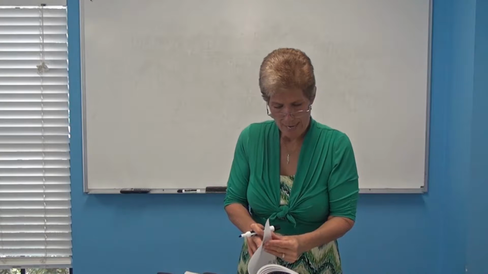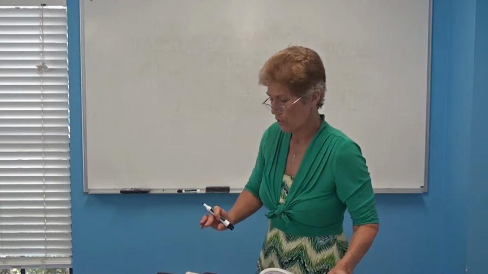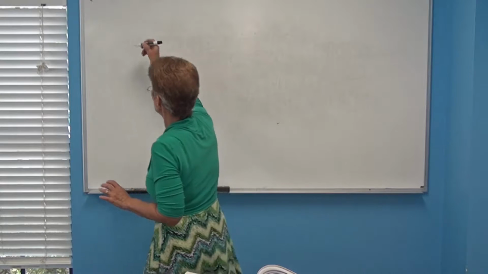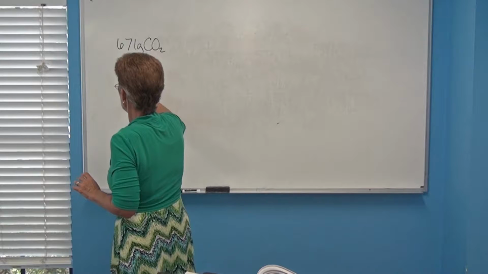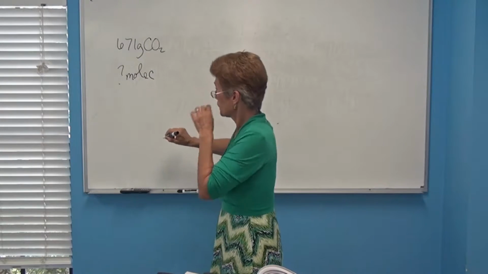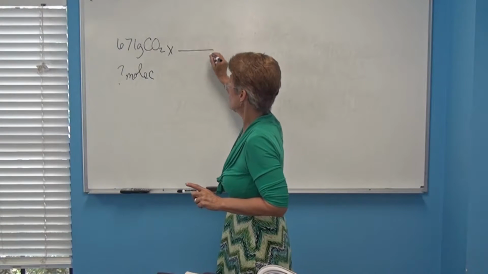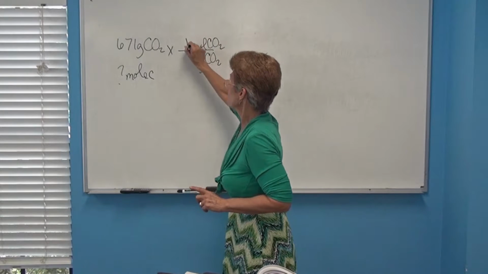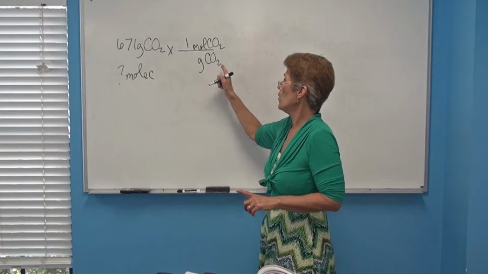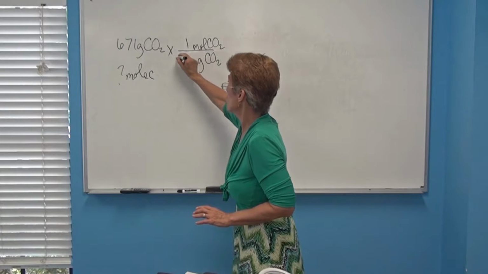All right, let's go to number 8. Number 8, how many molecules are in 671 grams of CO2? So we have 671 grams of CO2, and I want to know how many molecules that is. Okay, so we're going to go to moles because I know how many molecules there are in a mole. So I can go like this and go to the moles of CO2. In every 1 mole of CO2, there's 12 plus 32, which is going to be 44.01.